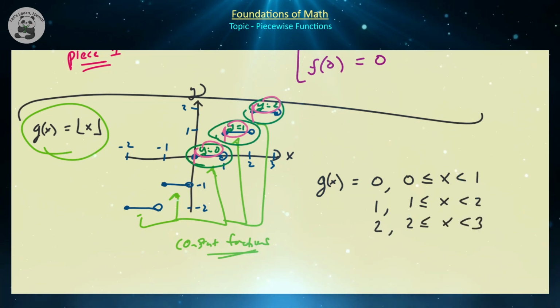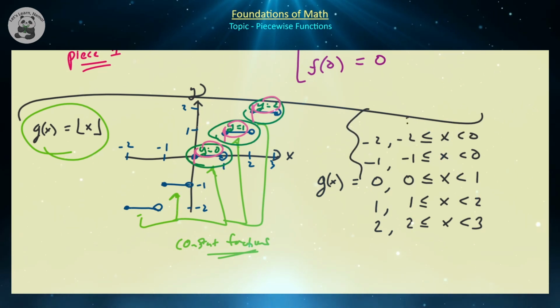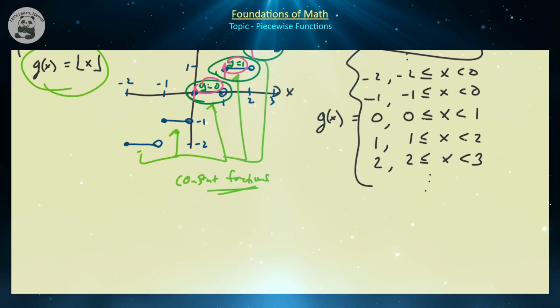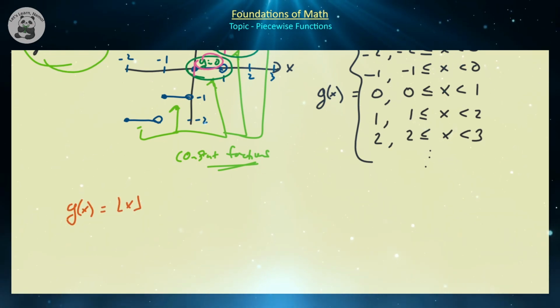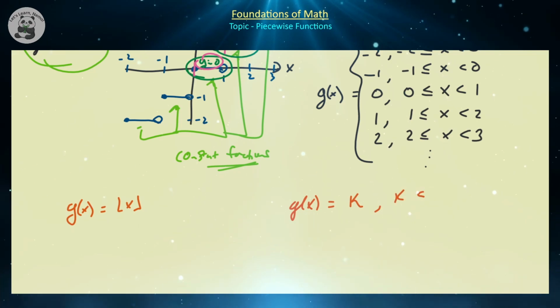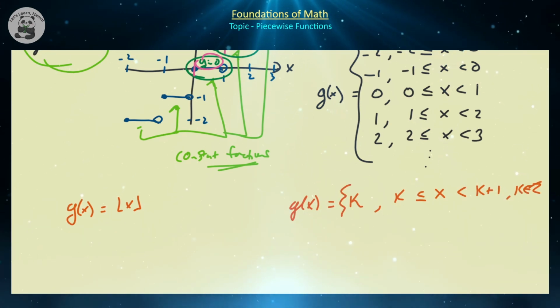x less than 3, and that's going to be minus 1 for minus 1 less than or equal to x less than 0, minus 2 for minus 2 less than or equal to x less than minus 1, and that's going to continue infinitely onwards in both of these directions. So we have infinitely many pieces, or you could say in more compact form, for g of x is equal to the floor of x, you can also say that g of x is equal to, for example, k, for k less than or equal to x less than k plus 1, where k is an integer. And that's sort of a more compactified version of your floor function.